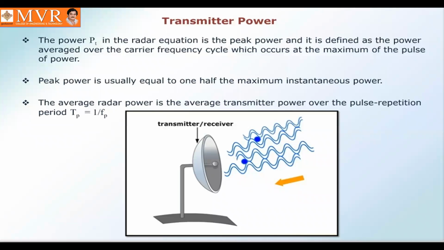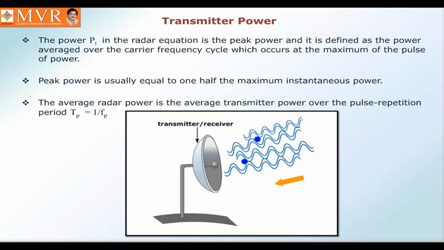And this is the transmitter power, the last topic in unit number 1. The power PT in the radar equation is peak power, and it is defined as the maximum power averaged over the carrier duty cycle, which occurs at the maximum of the pulse radar. Already we have seen the radar range equation contains PT, G and AE. The first parameter is the transmission power, which is directly proportional to the range.